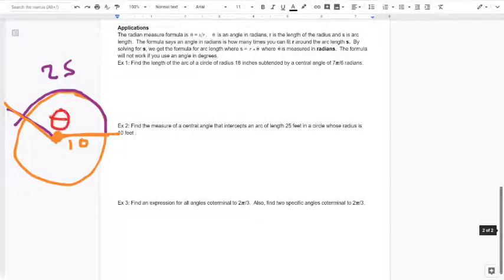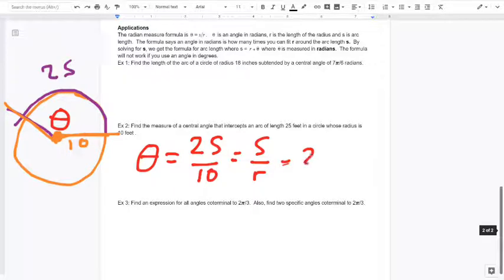Now, if we were to find theta in radians, it's going to be 25 over 10 because it's the arc length divided by the radius, which is around 2.5 radians. Now it didn't say whether we have to give our answer in degrees or radians. And 2.5 is not in terms of pi. It's just 2.5 radians. It just means the length of the arc is equal to 2.5 radiuses.